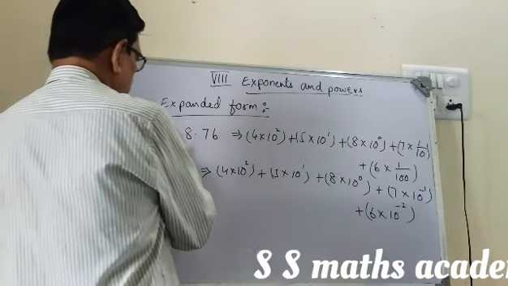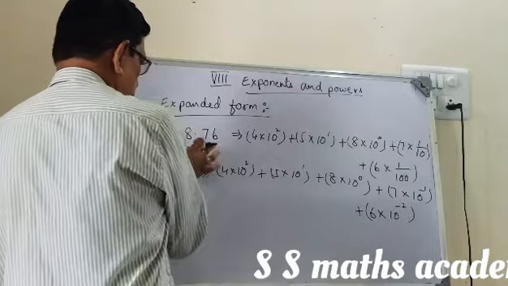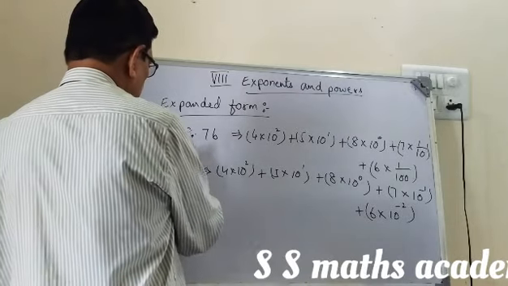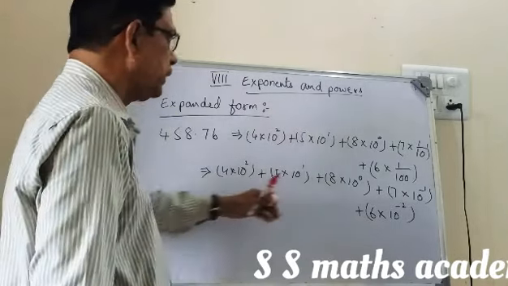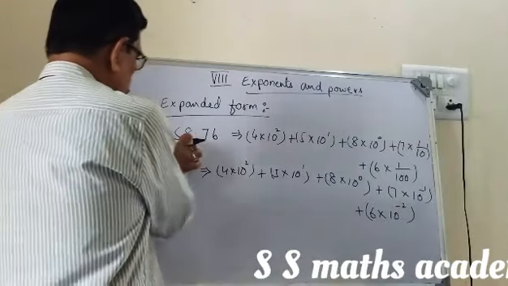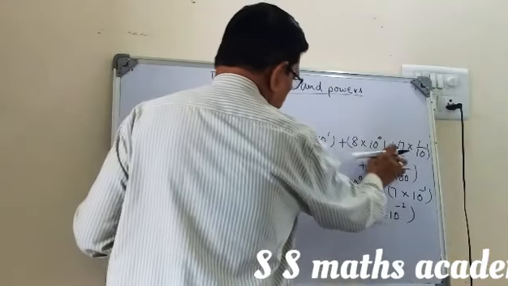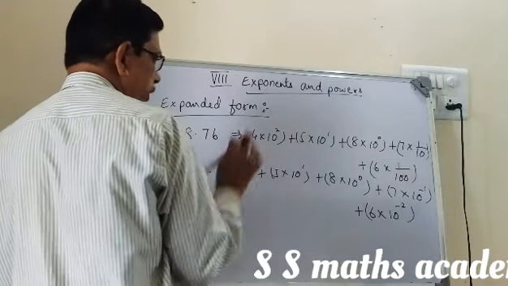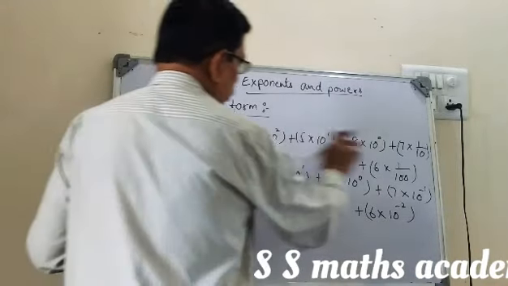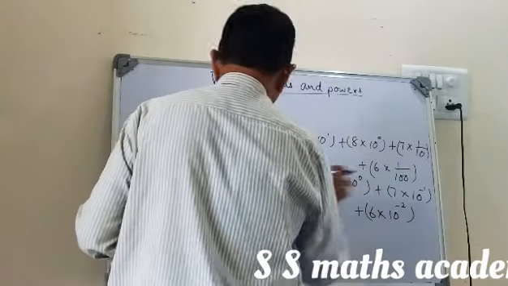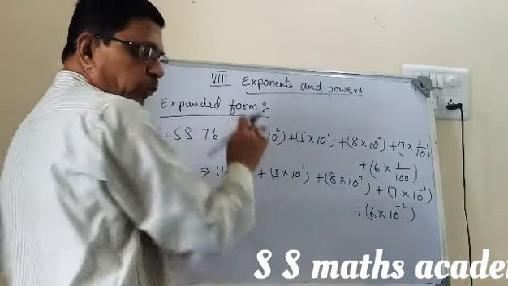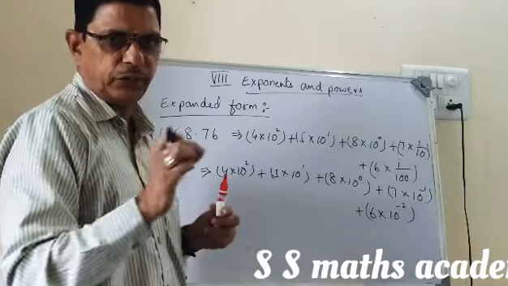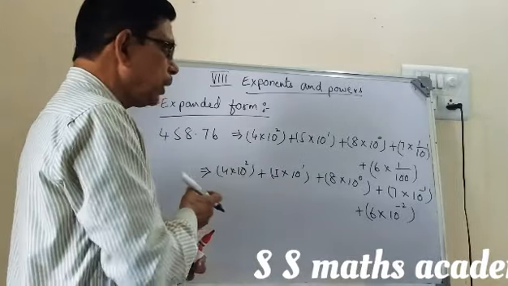So for this particular problem, 458.76, like this we have to expand. Up to 458 we normally write, but when we write after the decimal, we have to be careful. 7 into 1 by 10, 6 into 1 by 100. If a third digit is there after the decimal, we have to write that digit into 1 by 1000. Have a look.